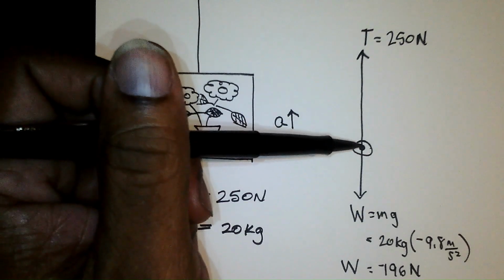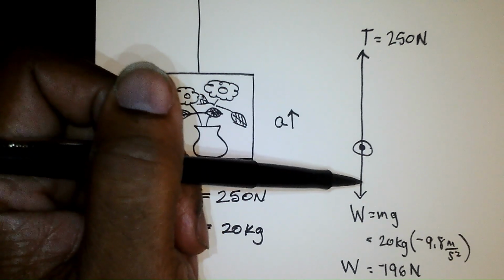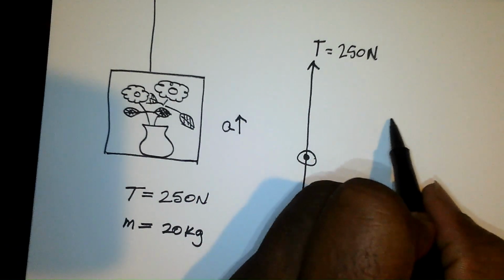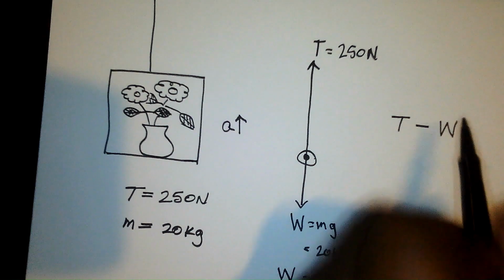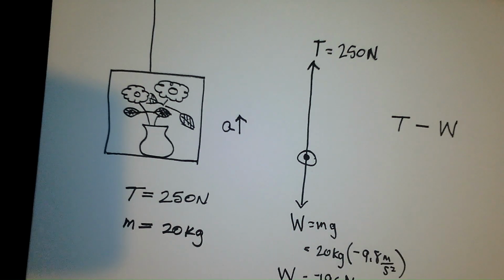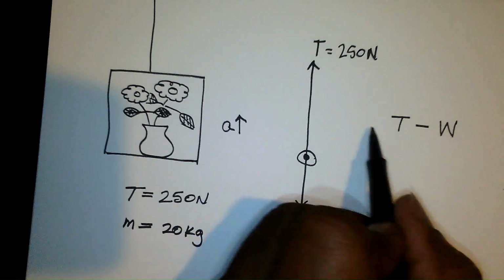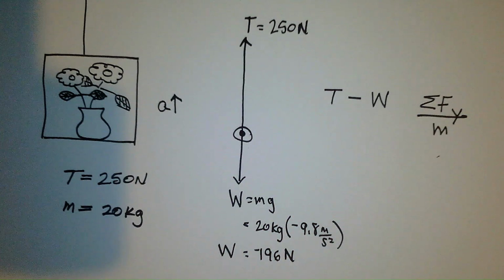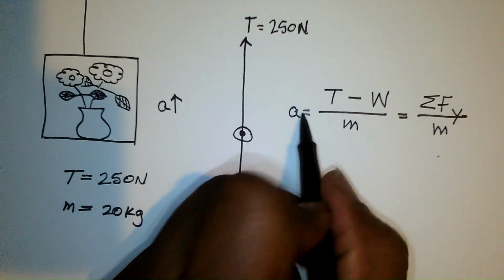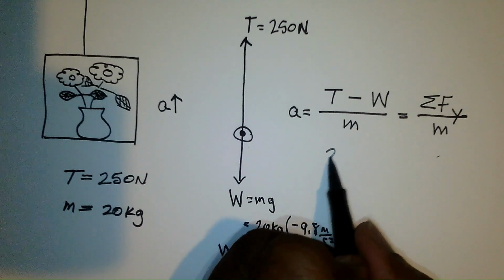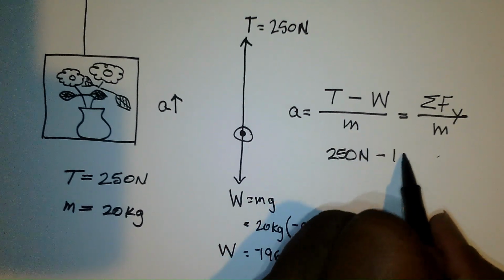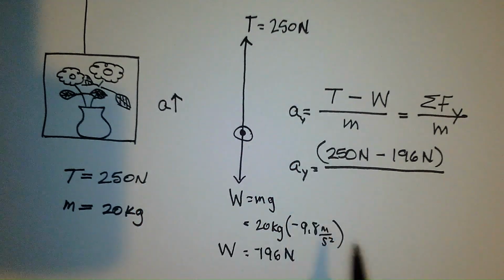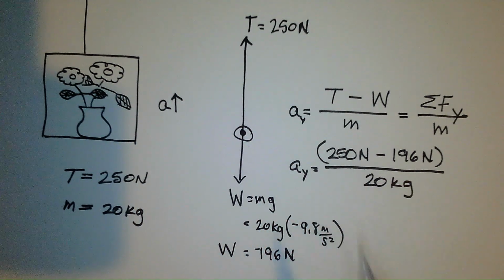This is what's important. The difference in length between these vector arrows tells me that there's a net force going up. So what is my net force? My net force is tension minus weight. That's the sum of the forces acting on the y-axis. Now, according to Newton's second law, I need the sum of the forces on the y-axis divided by the mass, and that's going to equal my acceleration. So my tension is 250 newtons minus my weight, 196 newtons. Subtract that first, and this is on the y-axis, and then I divide it by 20 kg, and that should give me the acceleration.